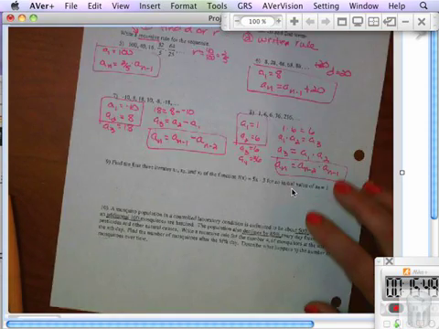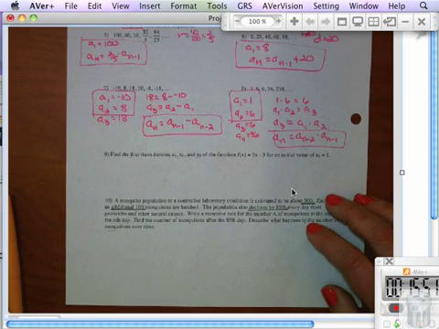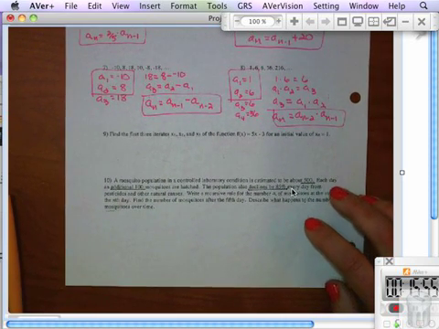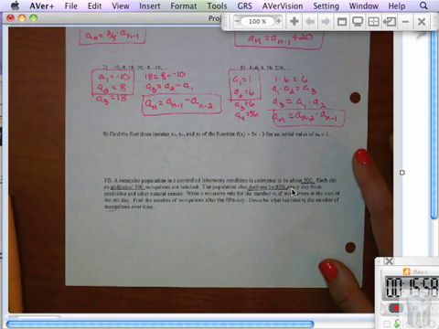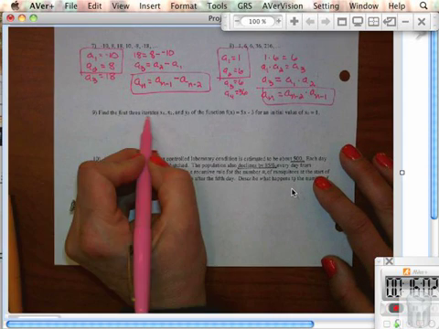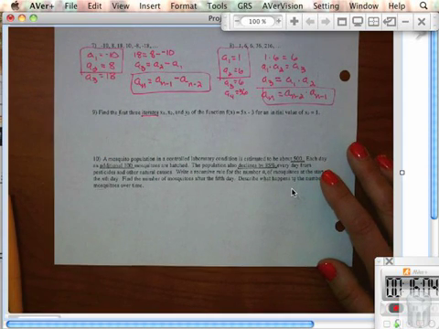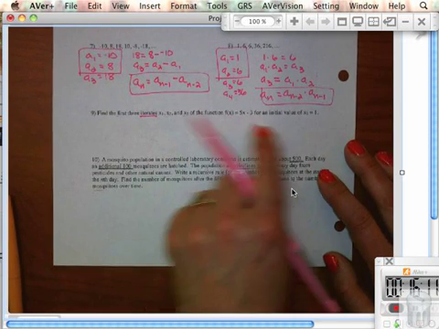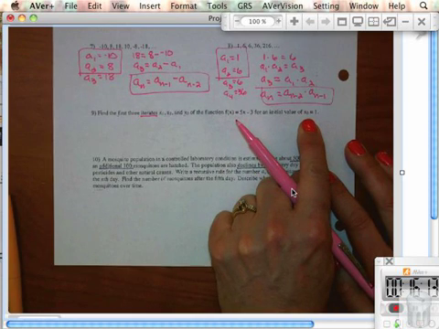Okay, so we have not even talked about iteration yet, have we? It doesn't take very long. Iteration's not very hard. It's a fun word. Say it. Iteration. All right. Find the first 3 iterates of x sub 1, x sub 2, and x sub 3 of this function for an initial value of x sub 0 equals 1.